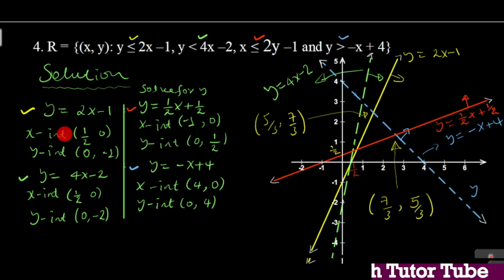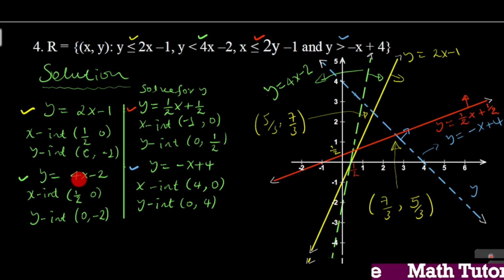Now for this one, the x-intercept is (1/2, 0), this point, and the y-intercept is (0, -1), this point. When we connect these 2 points we get this line. So this line is y equals 2x minus 1. We shade below the line because the inequality is less than or equal to, and we make the line solid because it has an equal sign.